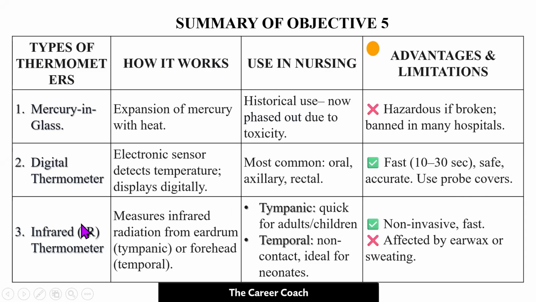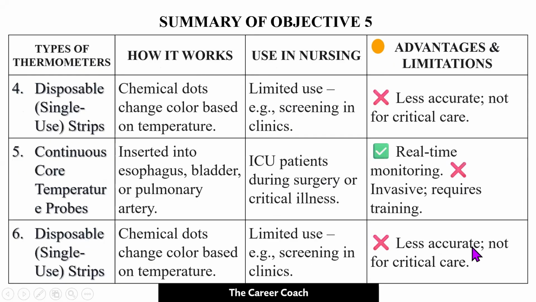Okay. Number 3, infrared thermometers. Measures infrared radiation from the eardrum, tympanic, or forehead, temporal. Tympanic, quick for adults and children. Temporal, non-contact, ideal for neonates. Advantages: it is non-invasive and fast. It is affected by earwax or sweating. So that is the disadvantage. If you are being asked what is the disadvantage of infrared thermometers, it is affected by earwax or sweating.